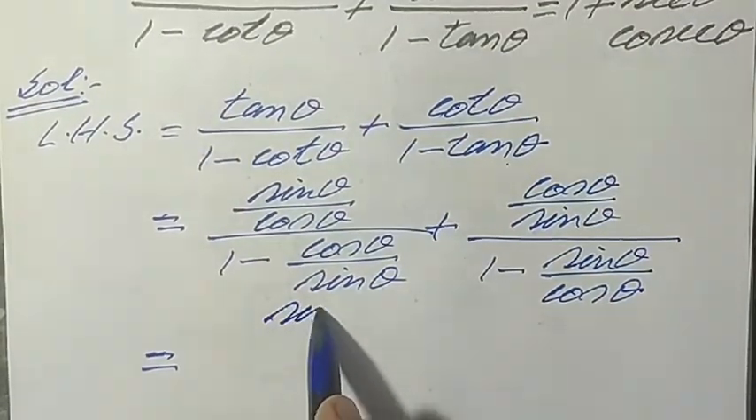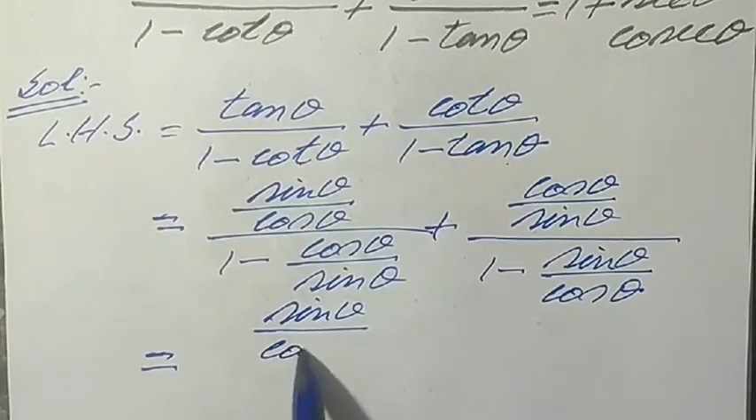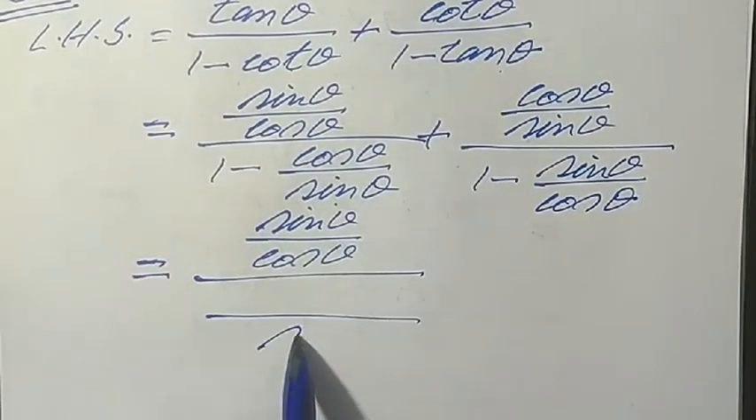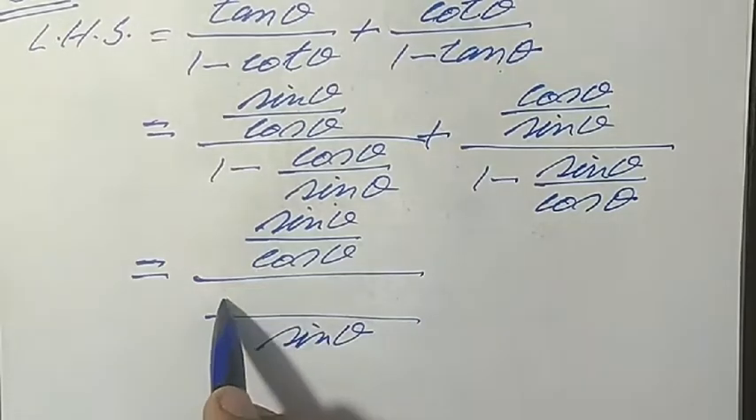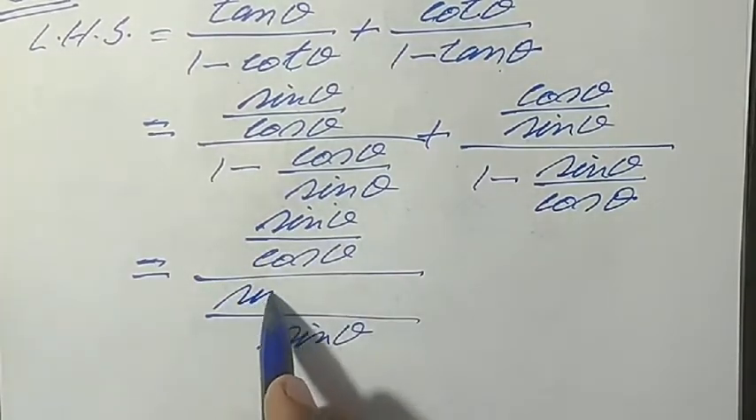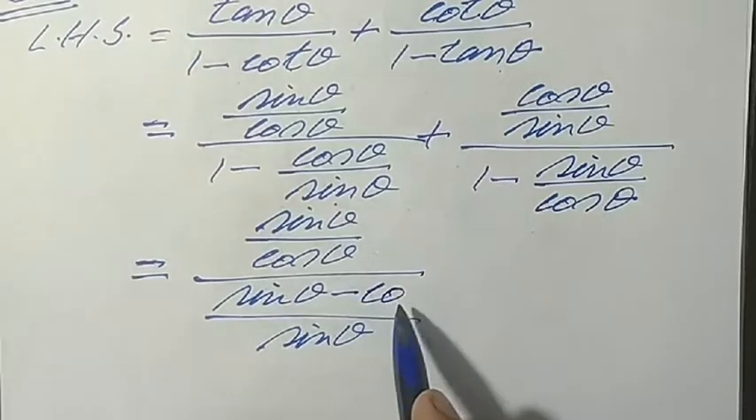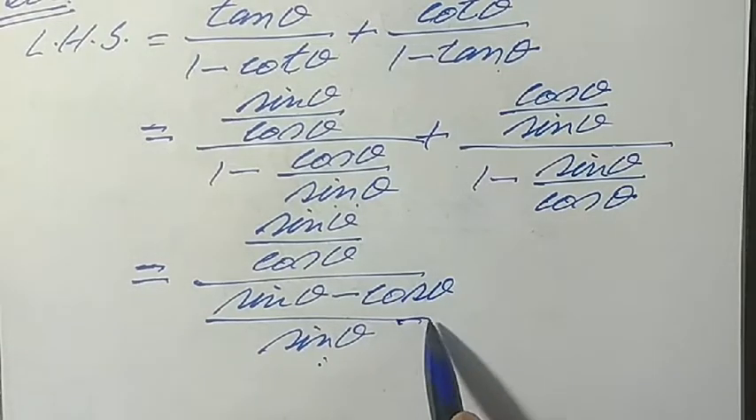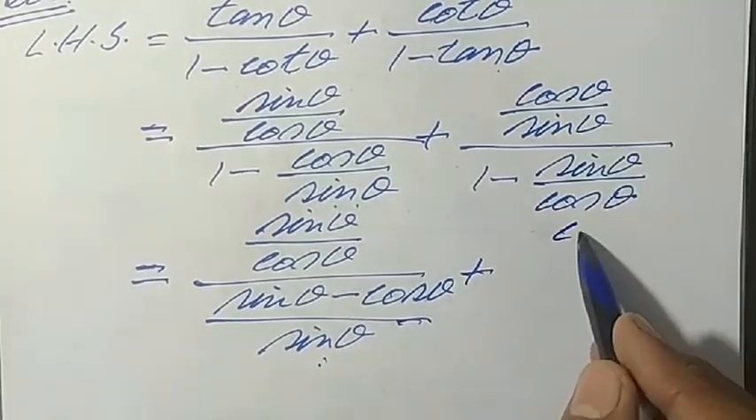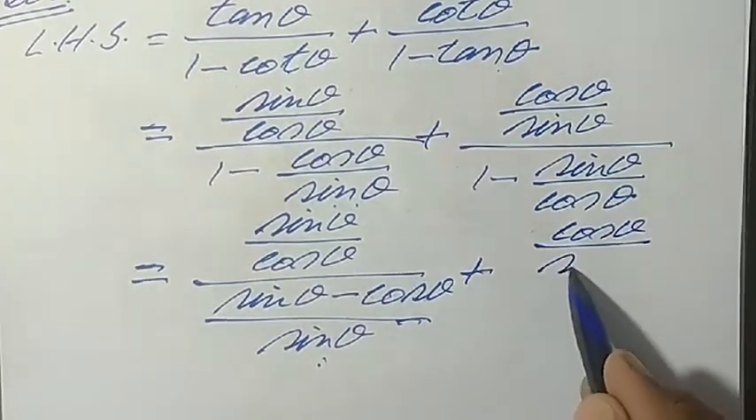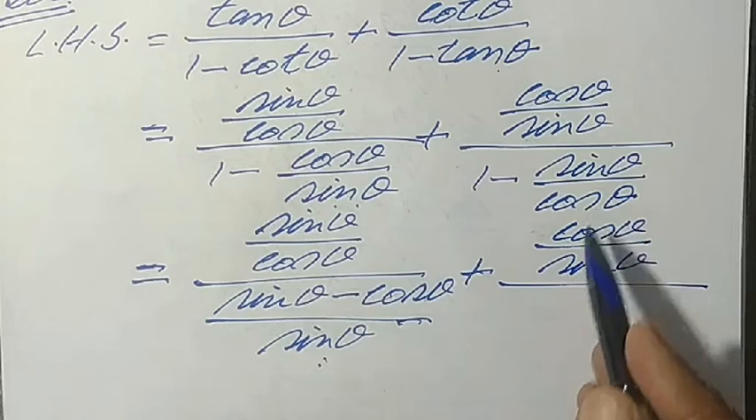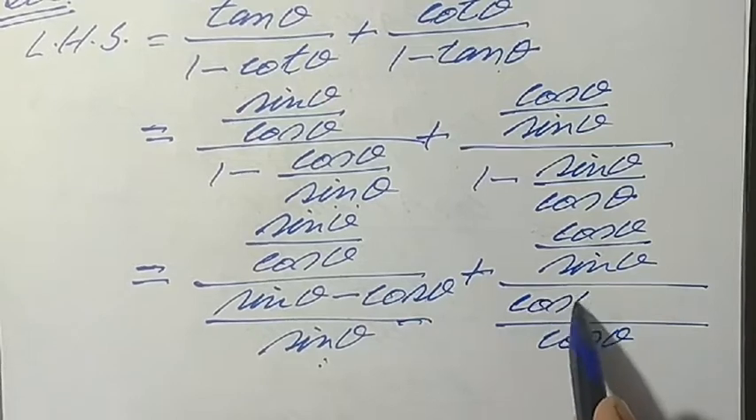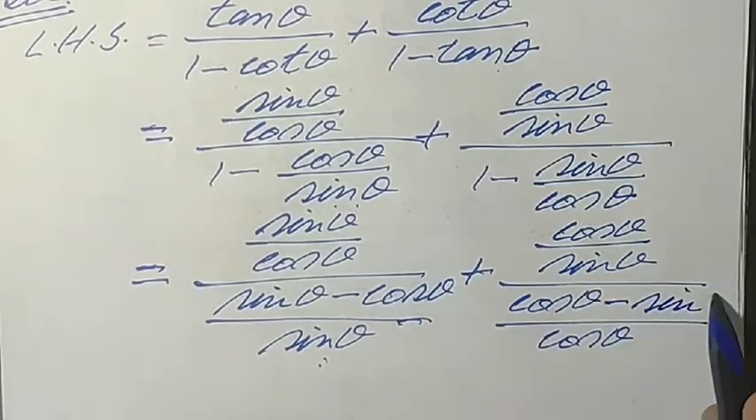In the next step, in the numerator we write sine theta upon cos theta as it is, and in the denominator we take sine theta as LCM, and we have in the numerator sine theta into 1, sine theta, minus sine theta will divide sine theta, we get 1, will multiply cos theta, so we get minus cos theta, plus here cos theta upon sine theta as it is, and in the denominator we take LCM cos theta, so we get cos theta minus sine theta.